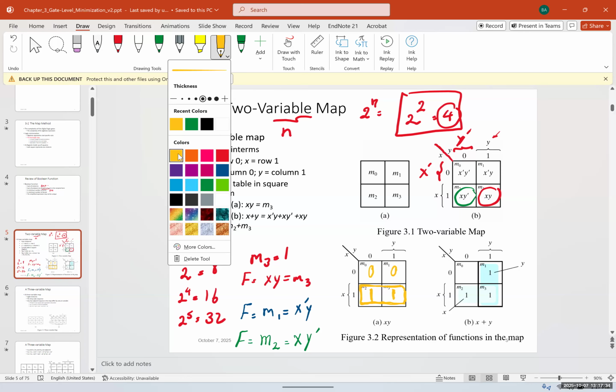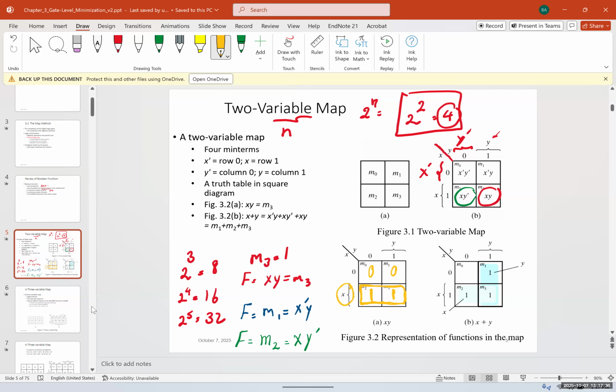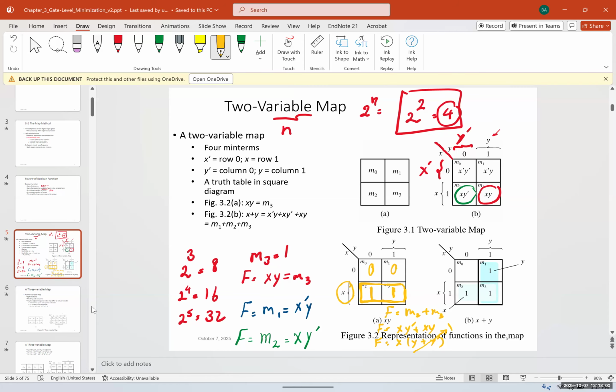let's go back. I see I have an x. So f would be equal to m2 plus m3, which is m2 is x, y prime, m3 is x, y. I can factor out the x, so it's going to be x, y plus y prime, and y plus y prime is equal to what? 1. So x times 1 is x. And here you can see that what is common between these two, it's going to be x. So f is equal to x.